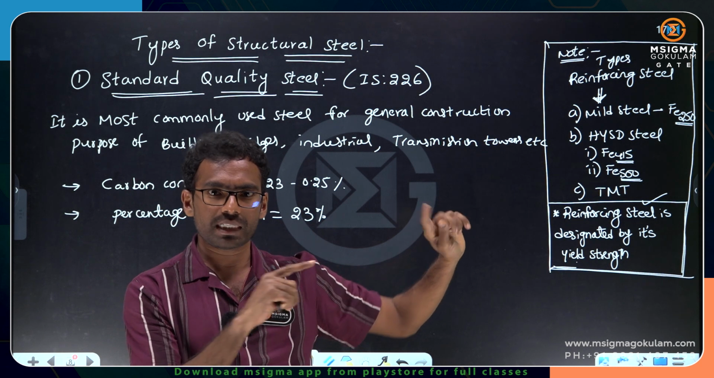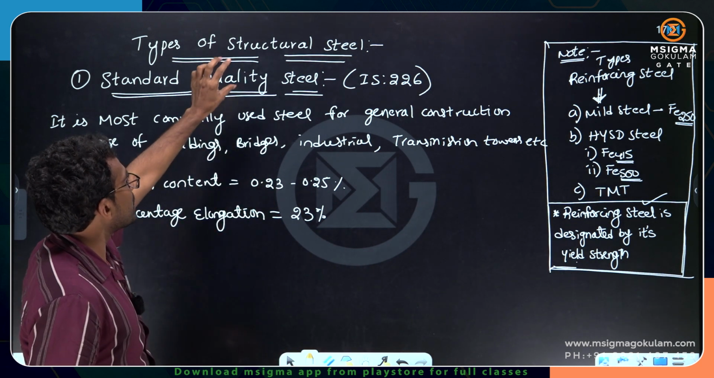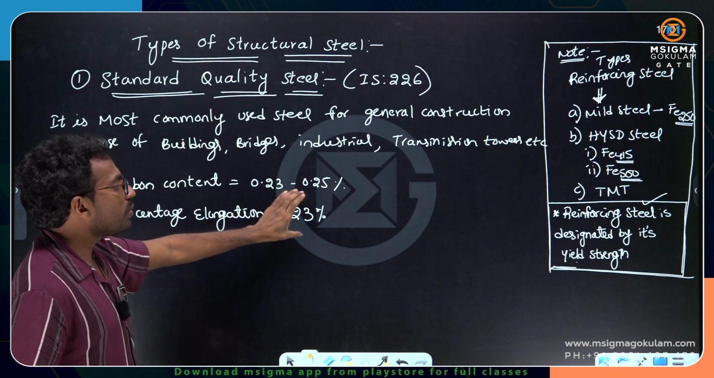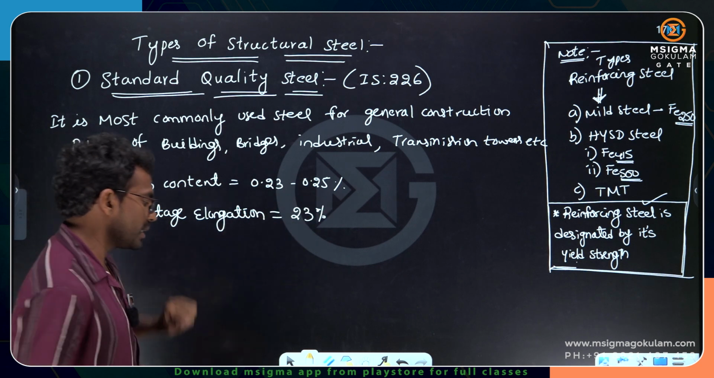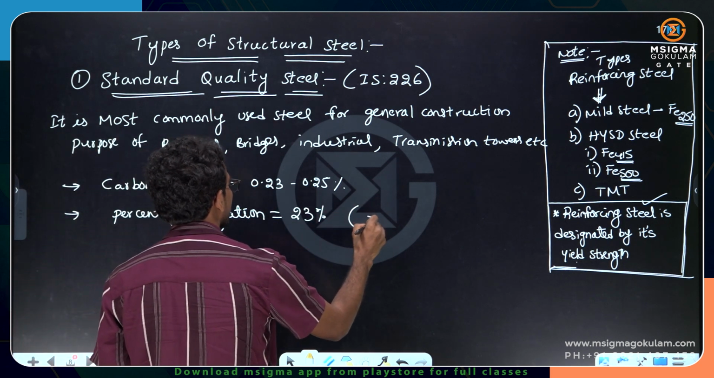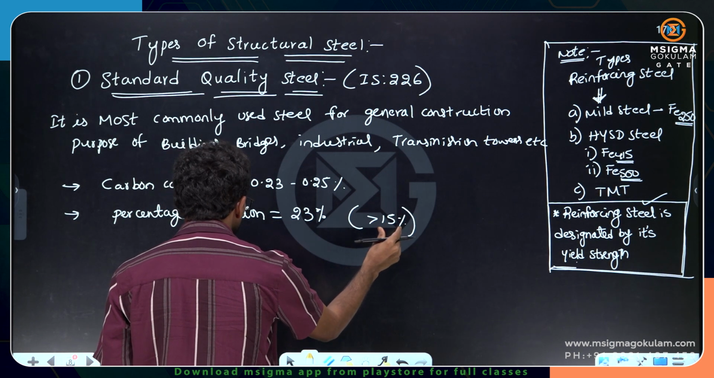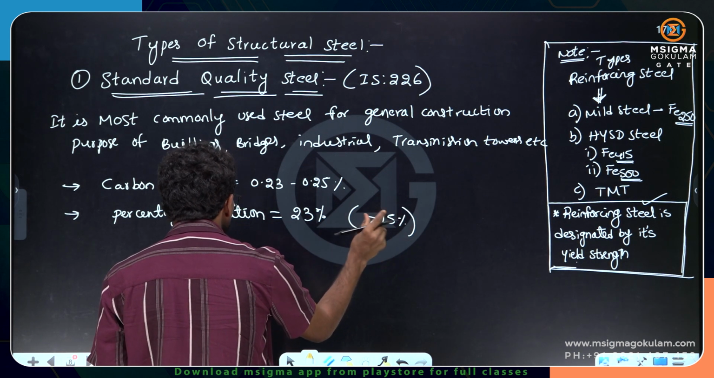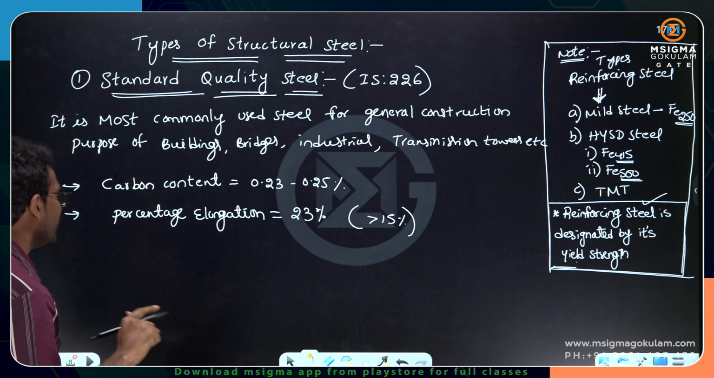Okay, please understand, I will explain that once again clearly. The percentage elongation of this particular standard quality steel was found from this code to be 23 percent, which is more than 15 percent. That means it is a ductile material. Any material whose percentage elongation is more than 15 percent is said to be a ductile material. So standard quality steel is a ductile material.